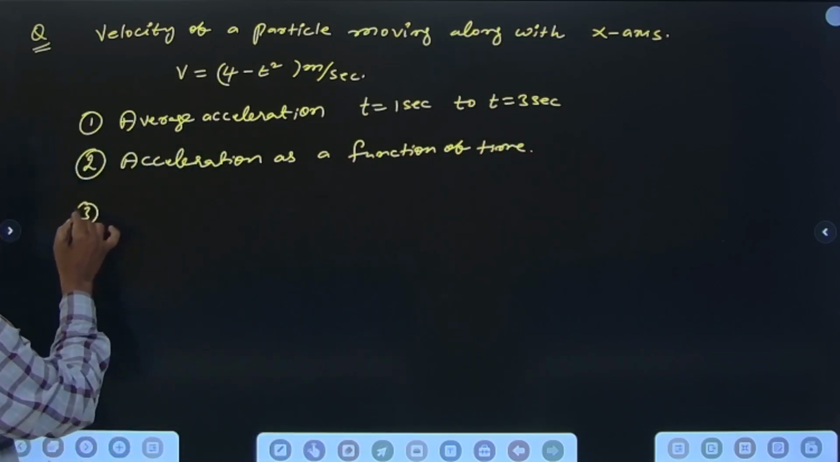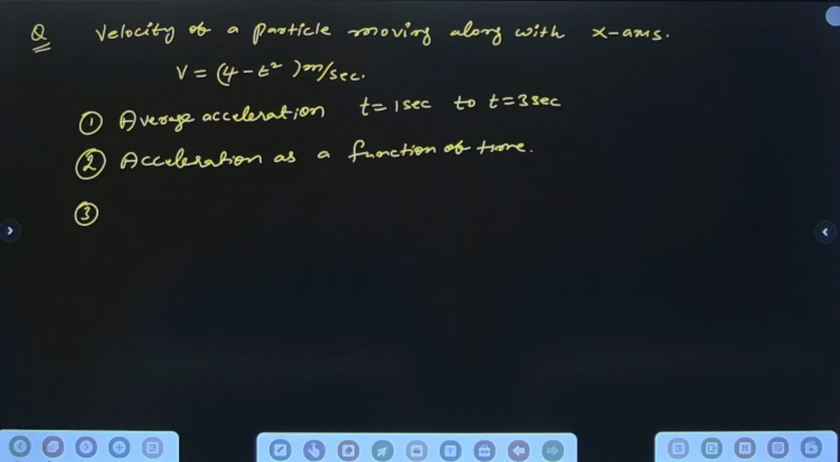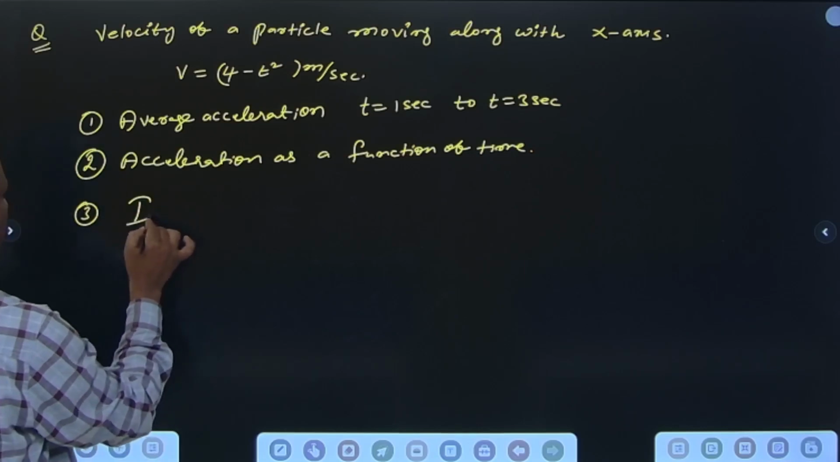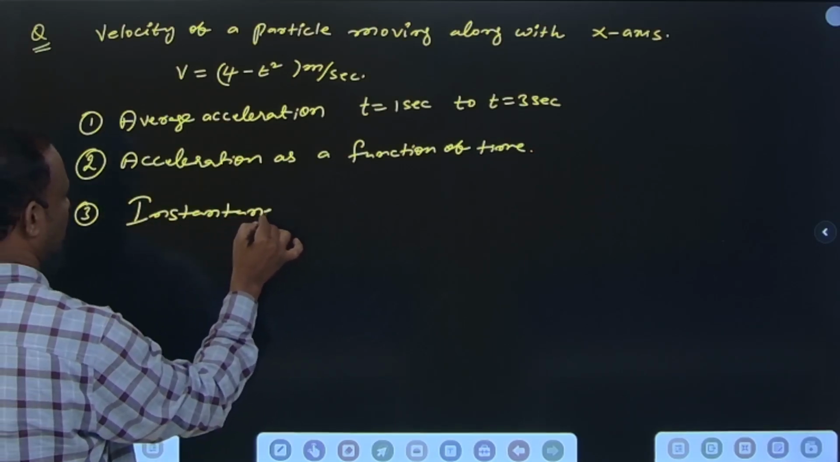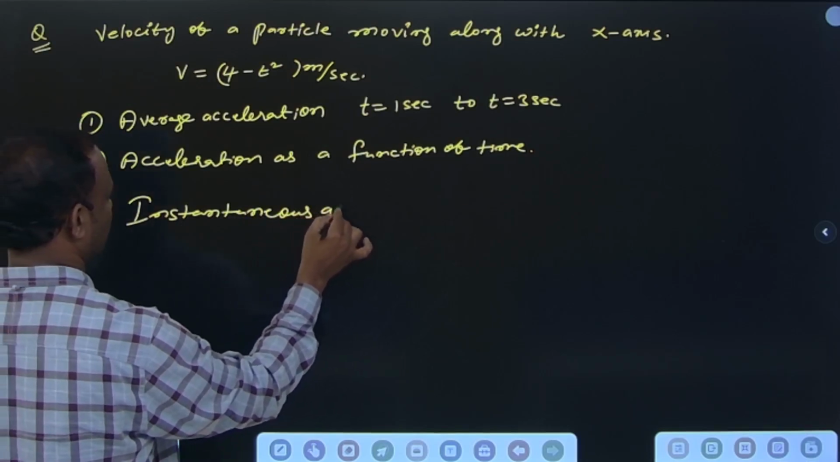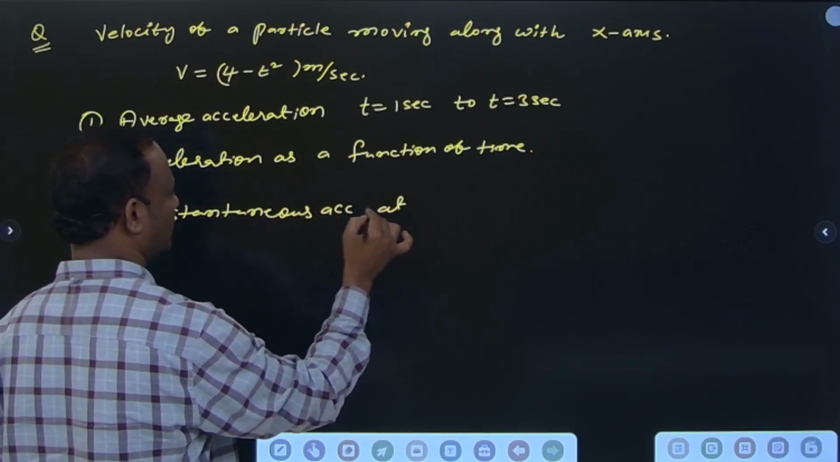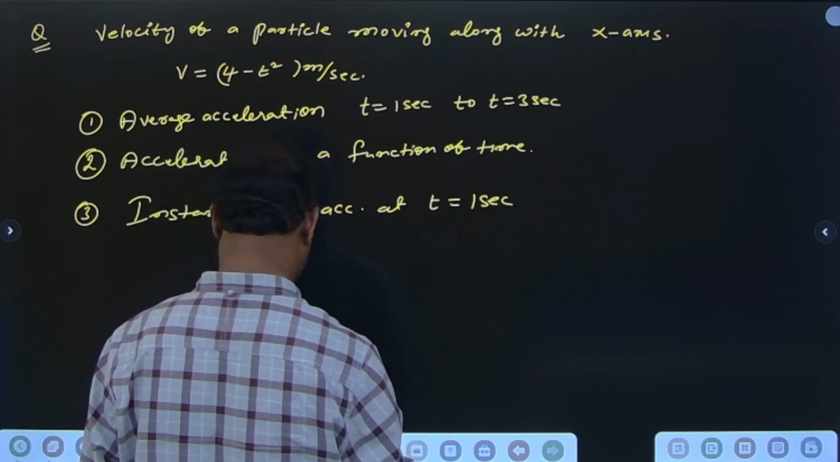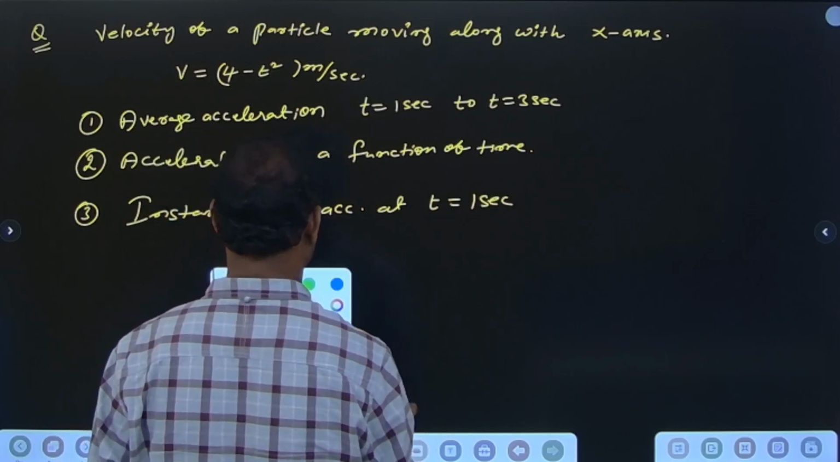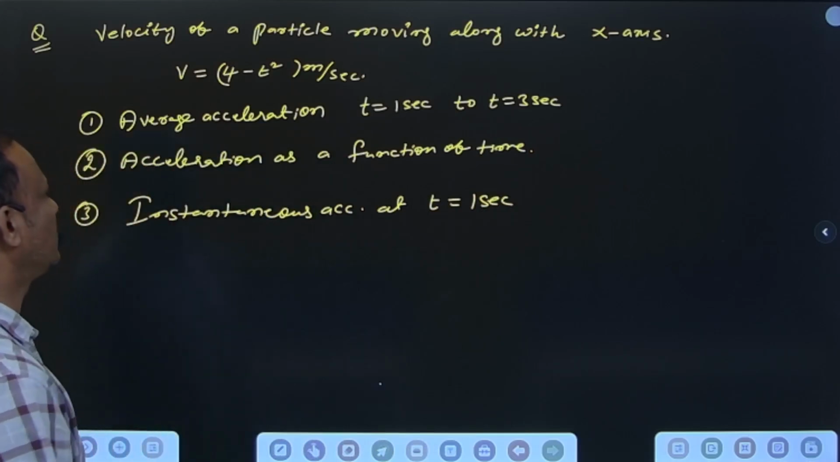For the third one, we can write about instantaneous acceleration: acceleration at t equals some particular value we need to mention. t equals 1 second. So these are the questions.